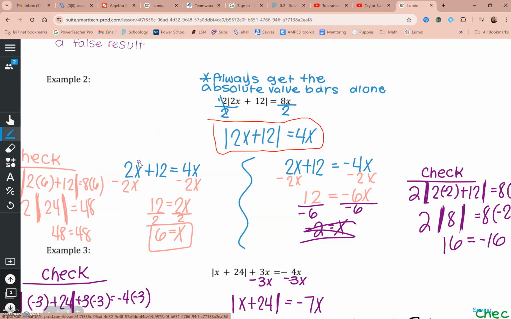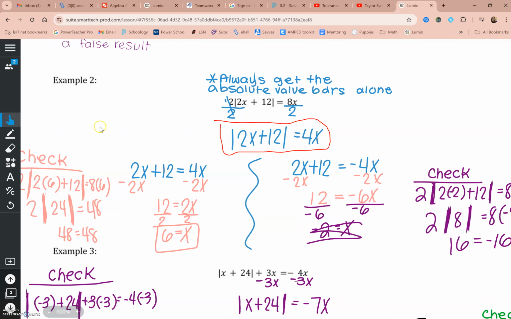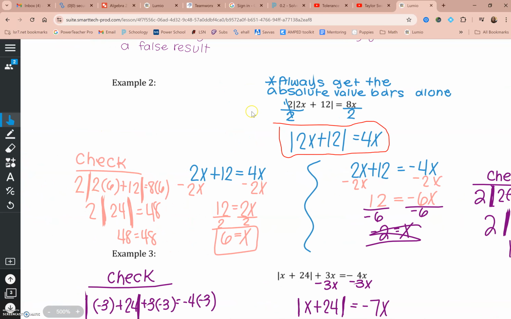The first thing we do is keep it exactly the same, but without the bars. So 2x plus 12 equals 4x. Then we solve. We got 6, we did everything right. We plugged it back in over here. So we have 2 times (6 plus 12). Actually, let me move this over a little bit. We had the 2 in front, because remember we checked with the original equation. And everywhere we saw x, we put 6 in parentheses.